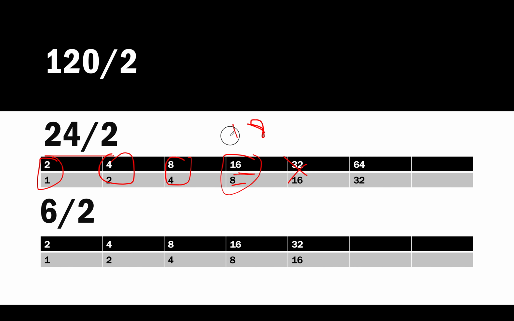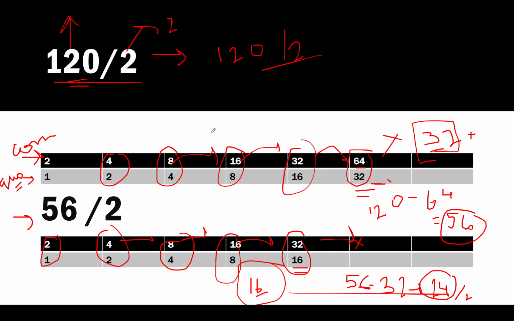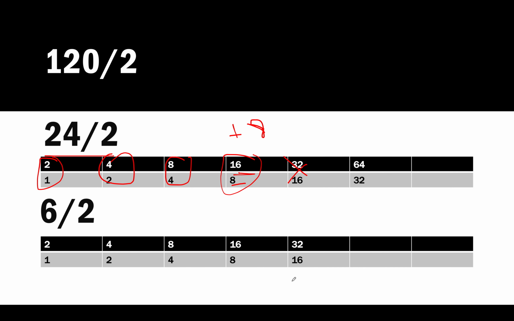So what we have from the previous slide, we have 32 plus 16, and now we have 8, so 32 plus 16 plus 8. And what will be the remaining value? 24 minus 16, by 2, which is nothing but 6 by 2. So we have 6 here.